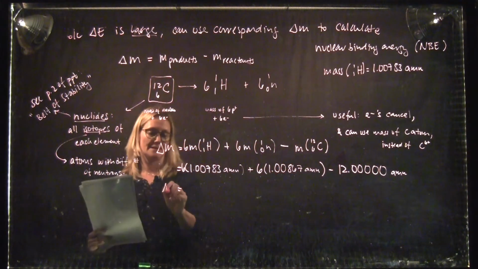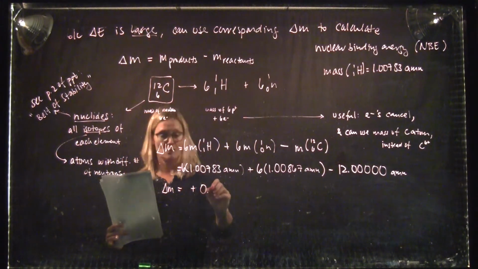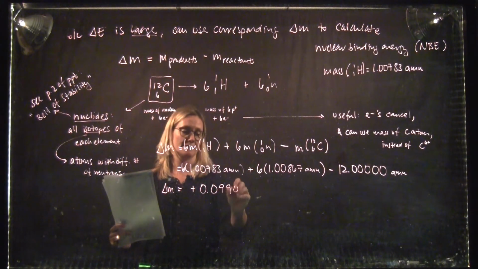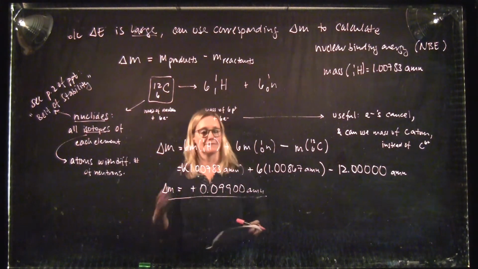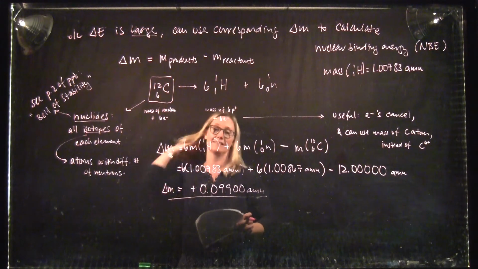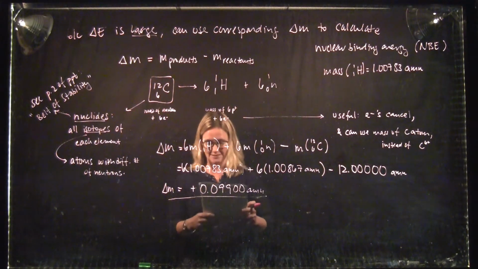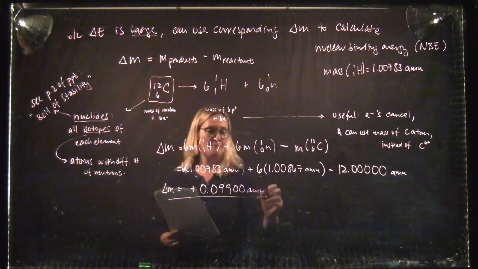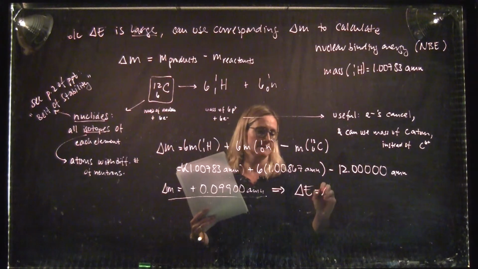So here's where I get that mass defect that we talked about. So the delta M is plus 0.09900 AMU. So that's the mass defect. That is the change in mass that is observed when you blast a carbon atom apart into its constituent nucleons. So now I want to calculate delta E from this.